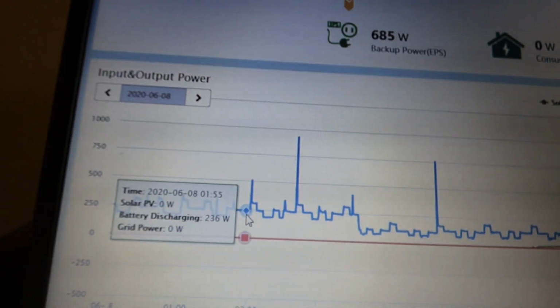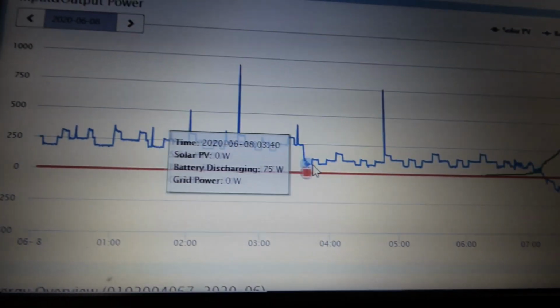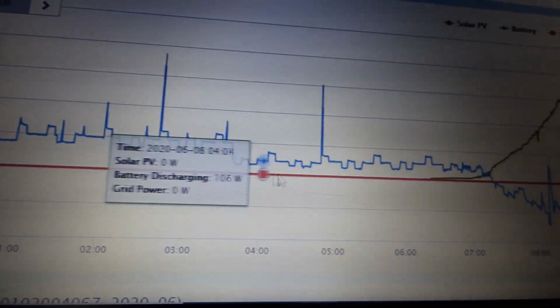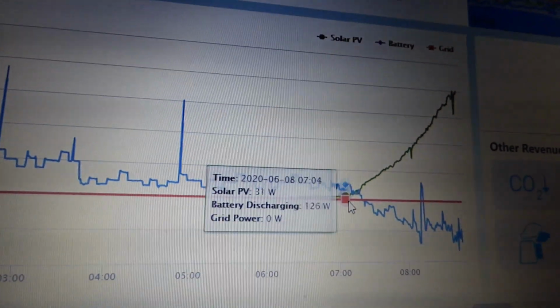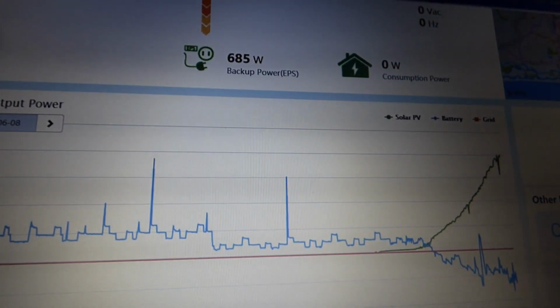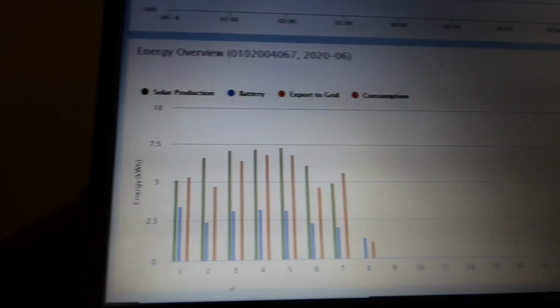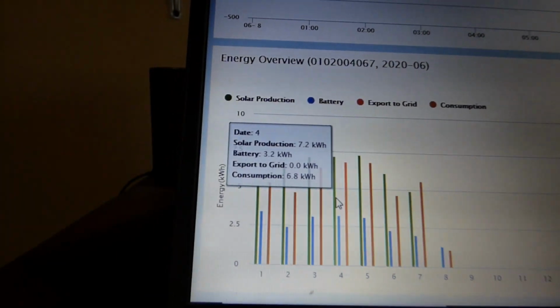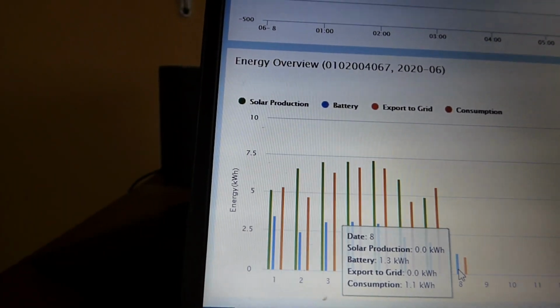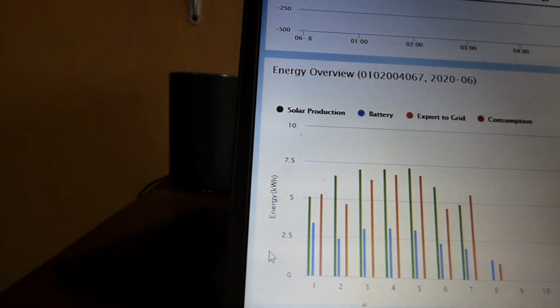As you could see, the blue is battery, the purple is grid, which we don't have, and then as you could see, that number just starts to change, and the green is solar. So we'll scroll down here, and here it shows you what your daily numbers are. It shows you today, what we've done today.